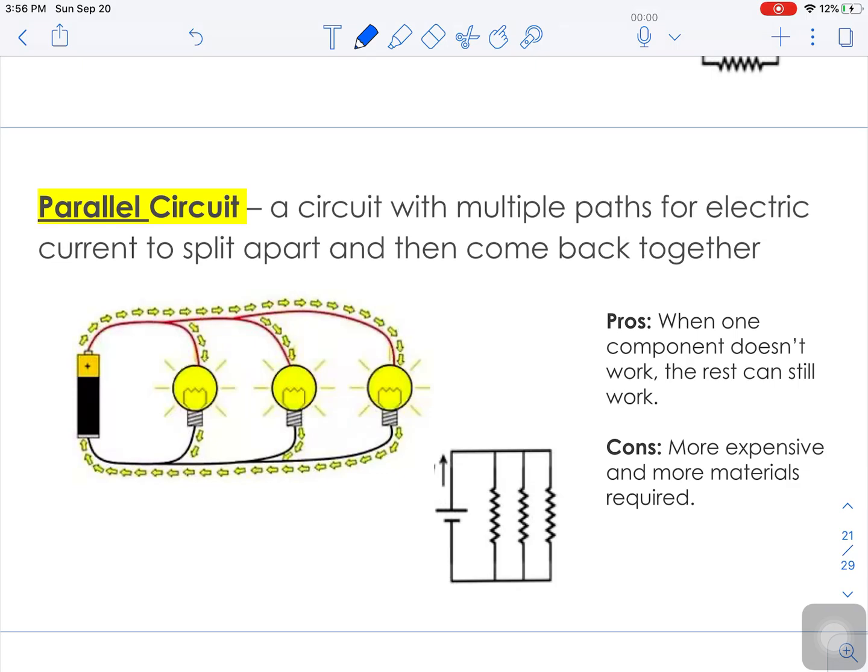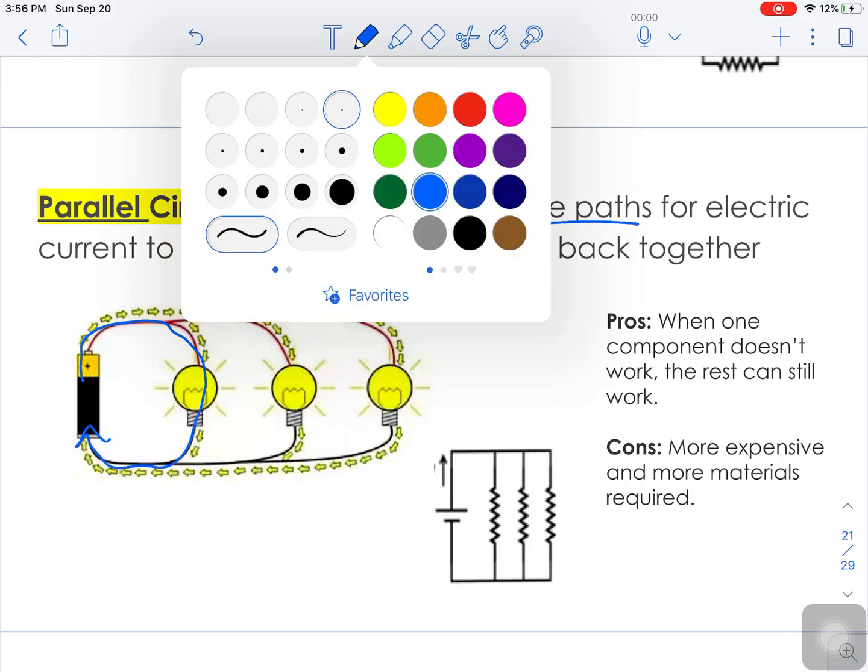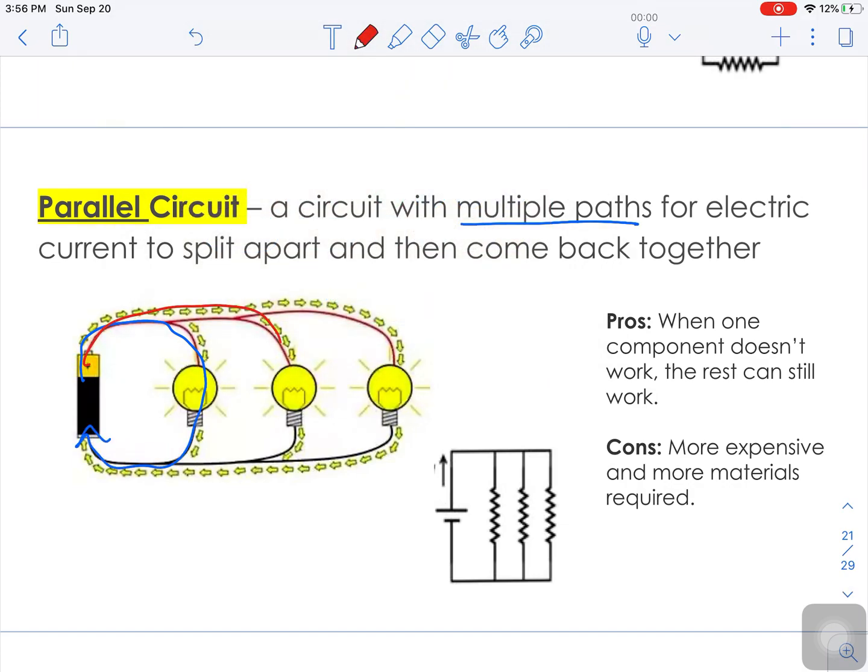A parallel circuit is a circuit with multiple pathways for that electrical current to split apart, then come back together. So look here. In this parallel circuit, the electricity can flow that way. There's one pathway. The electricity can flow this way. There's another pathway. The electricity can flow this way. There's another pathway. So if, let's say, this bulb burns out, well, we've got these other pathways, so these other bulbs will still stay lit.